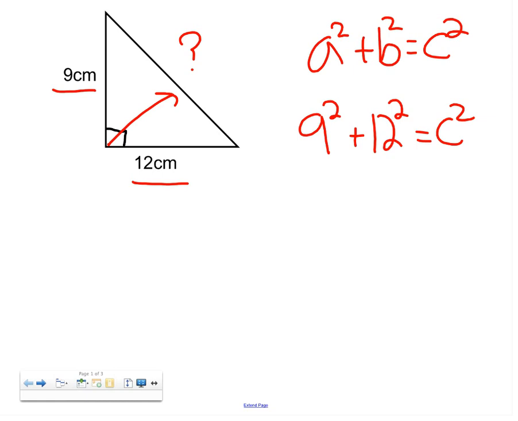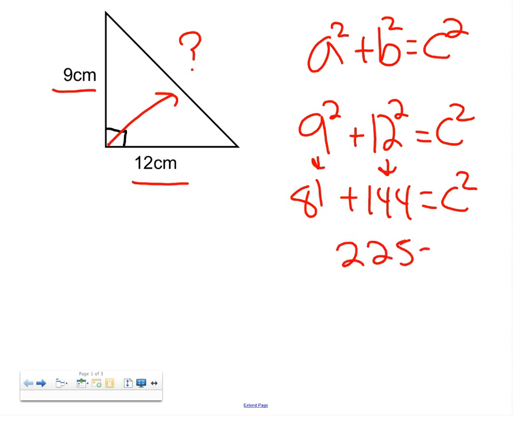So the first thing I would do in this formula is square my two numbers, of course. Order of operations says you do squaring before anything else, so I'll do squaring first. So 9 squared is 81. 12 squared is 144. Bring down the C squared. Then I'm just going to add my 81 and 144. So it'd be 225 is equal to C squared.